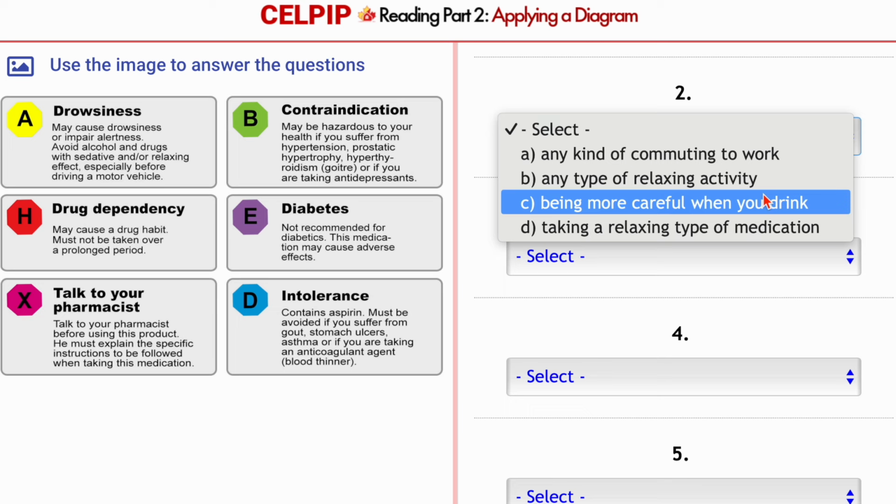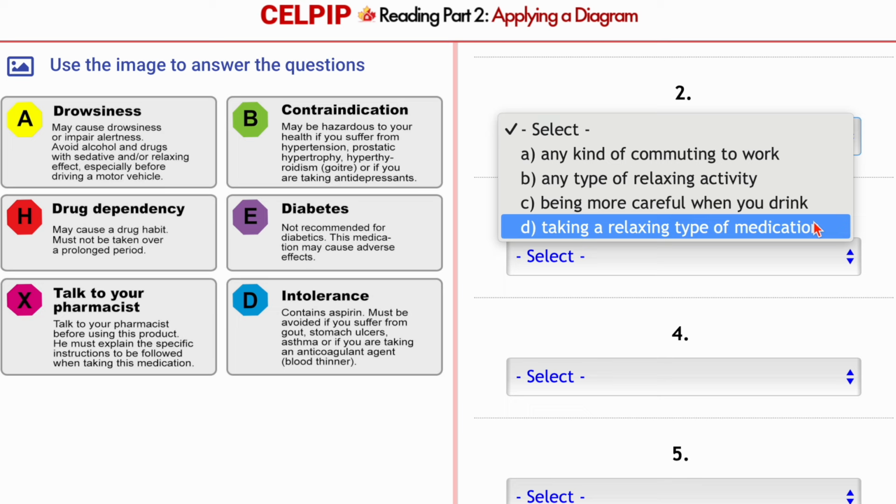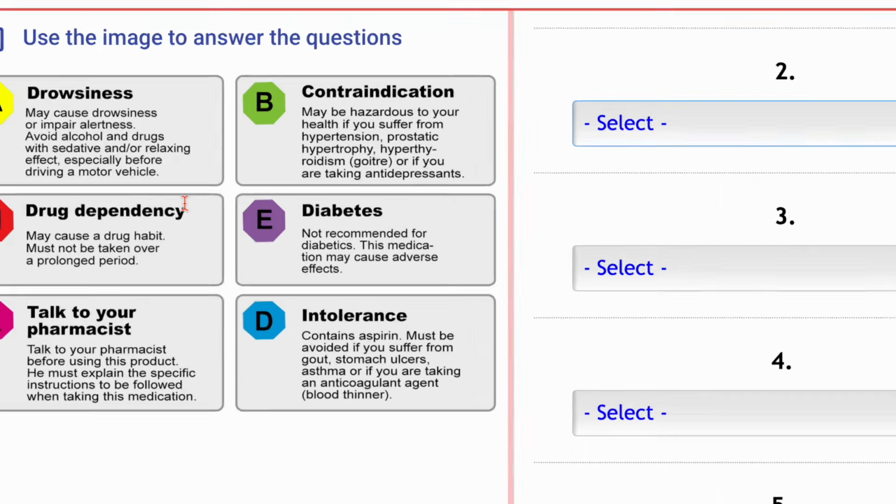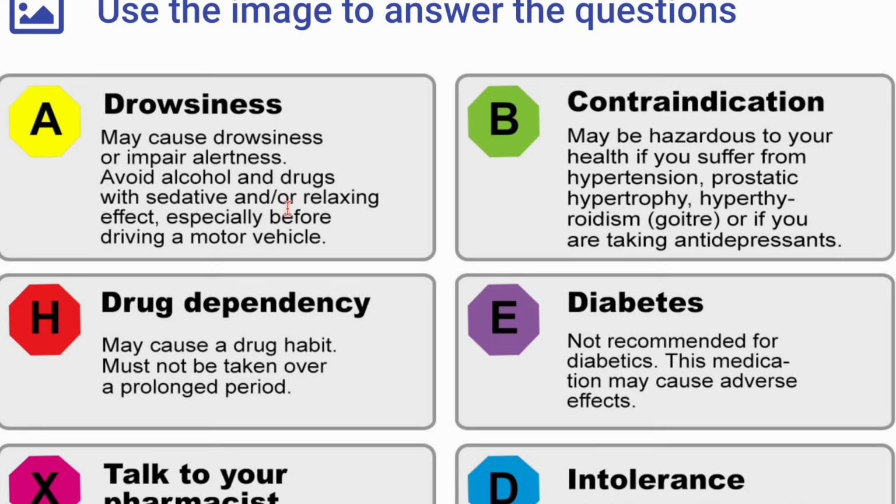Now, I also think it's not taking a relaxing type of medication. Now we have relaxing. Many times lower level students will choose answers only because they see the word. Here they see relaxing, here is relaxing, but we need to understand what it says. And over here, this one actually says avoid drugs with relaxing effect, especially before driving a motor vehicle.